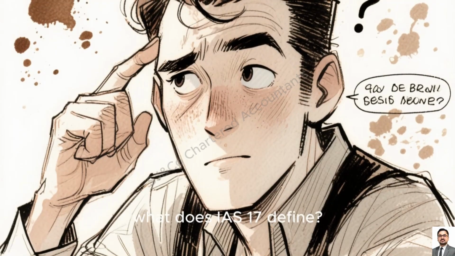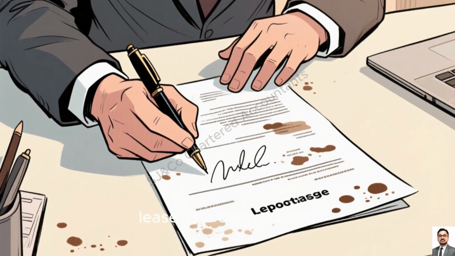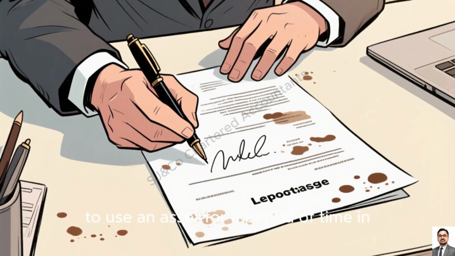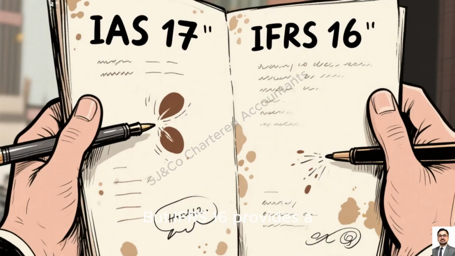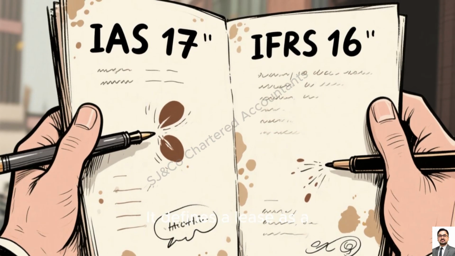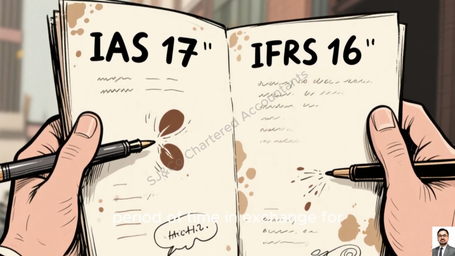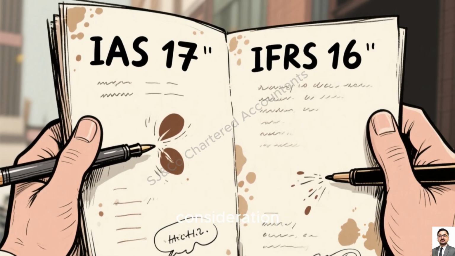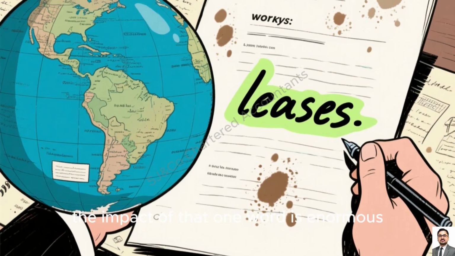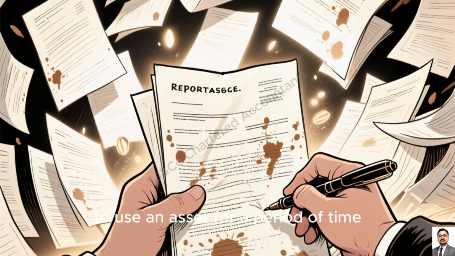So first of all, what does IAS 17 define? IAS 17 defines a lease as a contract that conveys the right to use an asset for a period of time in return for payment of a consideration. But IFRS 16 provides a more comprehensive definition. It defines a lease as a contract that grants the right to use an asset for a period of time in exchange for consideration. So there's only one word that has been changed here, but the impact of that one word is enormous. Because now it includes all types of contracts that give the right to use an asset for a period of time.